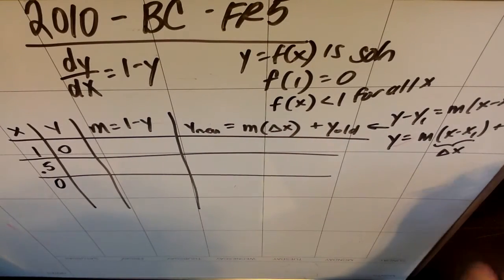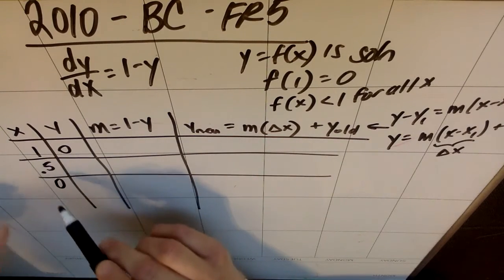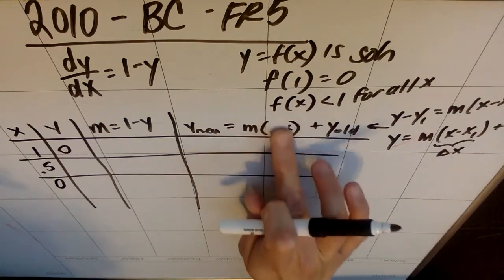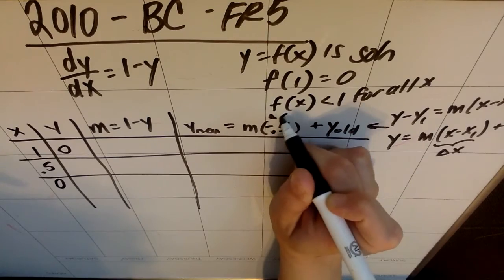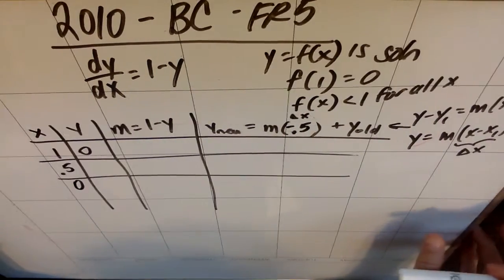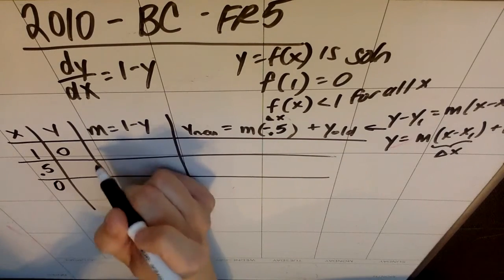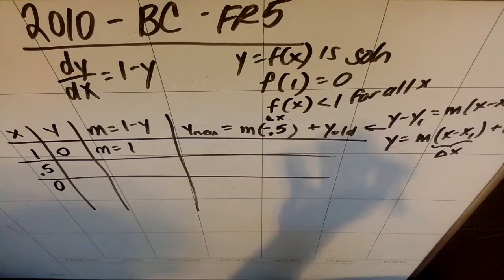So anyway, it's worth noting that in this case, my change in x is a negative 0.5, because I'm going from 1 to 0.5, which is back 0.5. So if you want, you can go ahead and change that delta x in your formula to a negative 0.5. All right, cool. So let's walk through Euler's method. My slope in this case is going to be 1 minus the y value, which is 1. 1 minus 0 is 1.